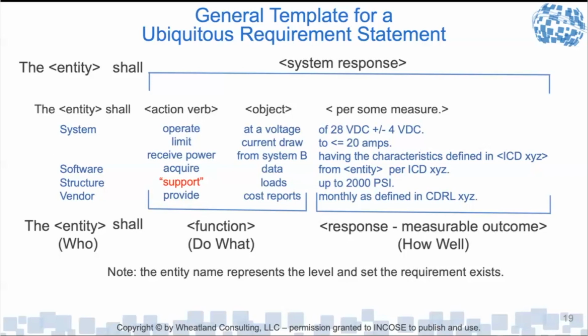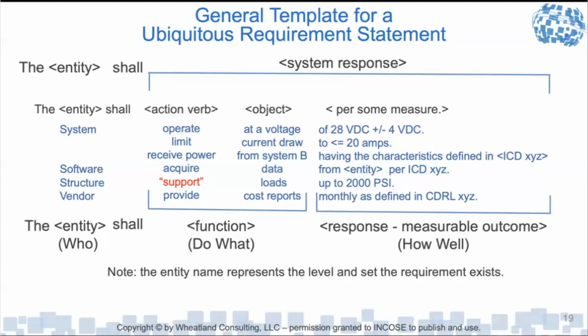Then we have: the software shall acquire data from; structures shall support loads up to. I highlighted "support" because in a statement of work, you don't want to use the word "support" when you're talking about a vendor supporting some activity, because it's ambiguous. When it comes to a structural requirement, "support loads up to," there really isn't any ambiguity. So that's an exception, then you could use that. And then: the vendor shall provide cost reports monthly.